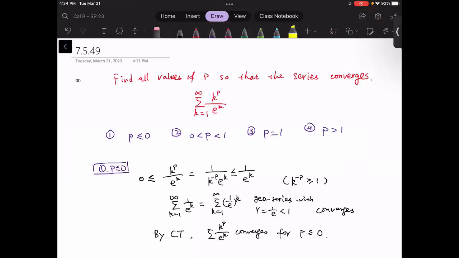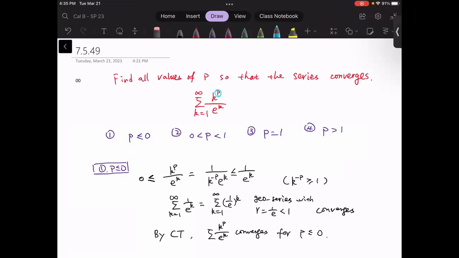Everyone. Today, let's work on number 49 in section 7.5. Here, we would like to find all values of p such that the series will converge. Here, p is a parameter that appears in the general term.